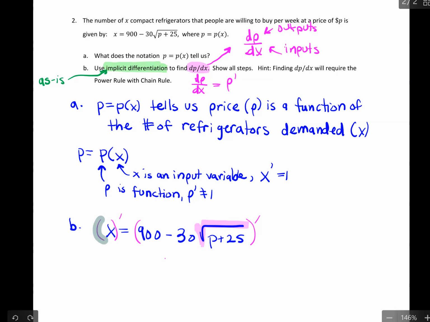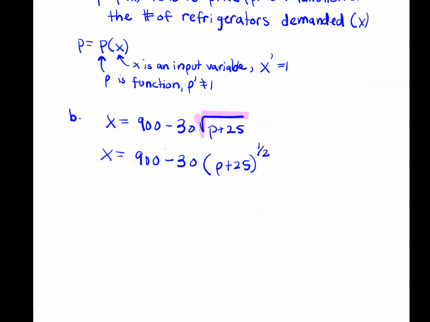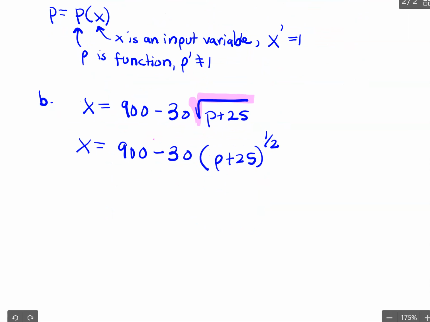Before I take the derivative of any of this, I'm going to rewrite my equation to have a fractional exponent. So I'm going to rewrite that as x equals 900 minus 30, then p plus 25 in parentheses to the 1/2 power. So no calculus has happened here. This was just algebra. Now I know I can use my power rule with chain rule. So now I'll take the derivative of both sides of this equation.